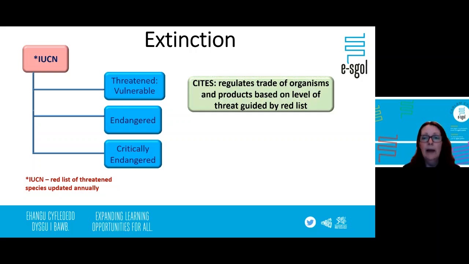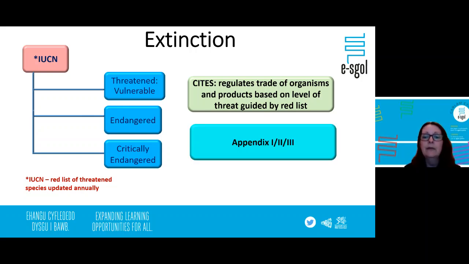And then from that, CITES works with this information that is on the IUCN list. The idea with CITES is that they look at the trade in organisms and products from organisms based on the threat level that has been guided by the IUCN Red List. And CITES produces 3 different appendices. So for Appendix 1, any animal or plant or organism that is on Appendix 1, there is absolutely no trade at all in that organism.